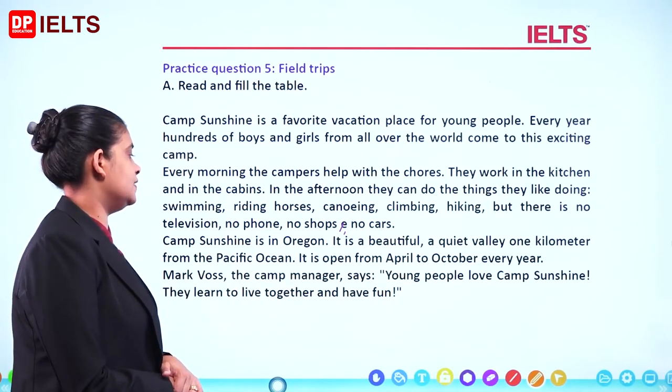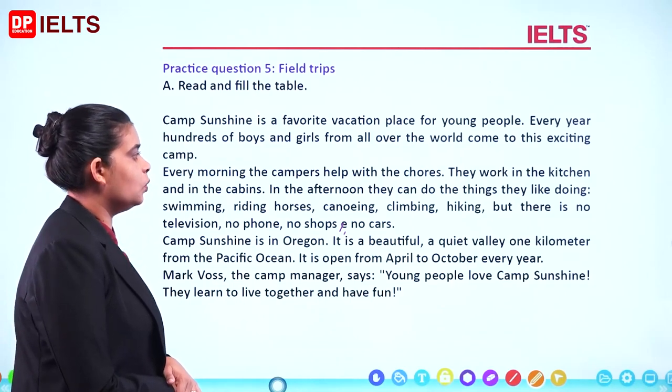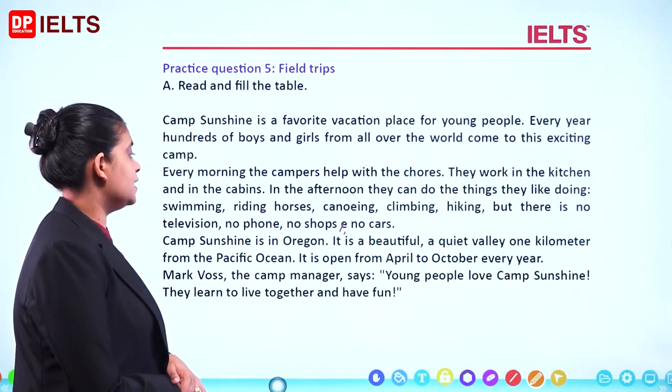Camp Sunshine is in Oregon. It is a beautiful quiet valley 1 km from the Pacific Ocean.